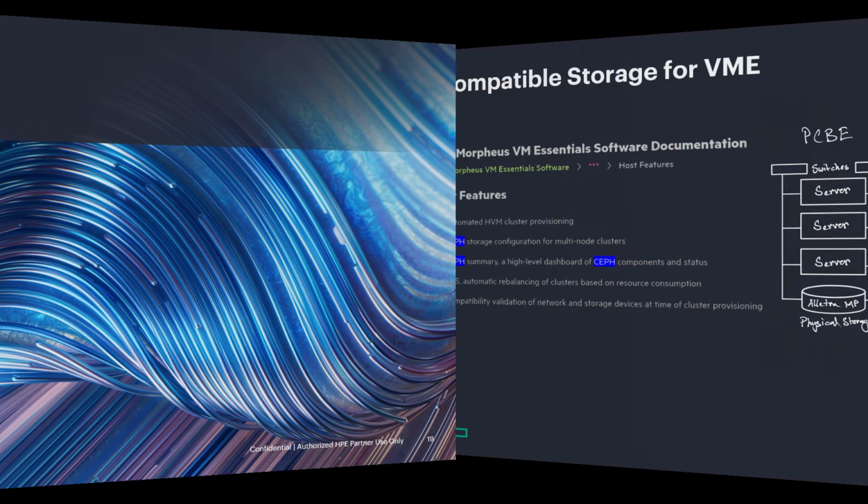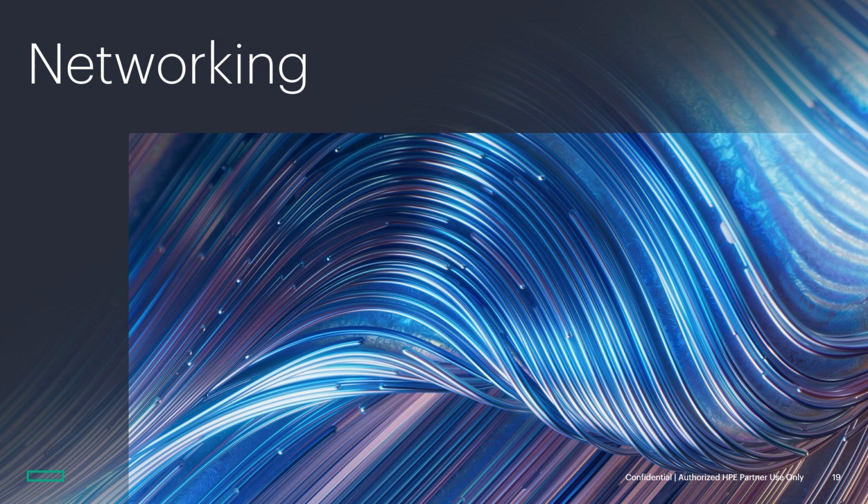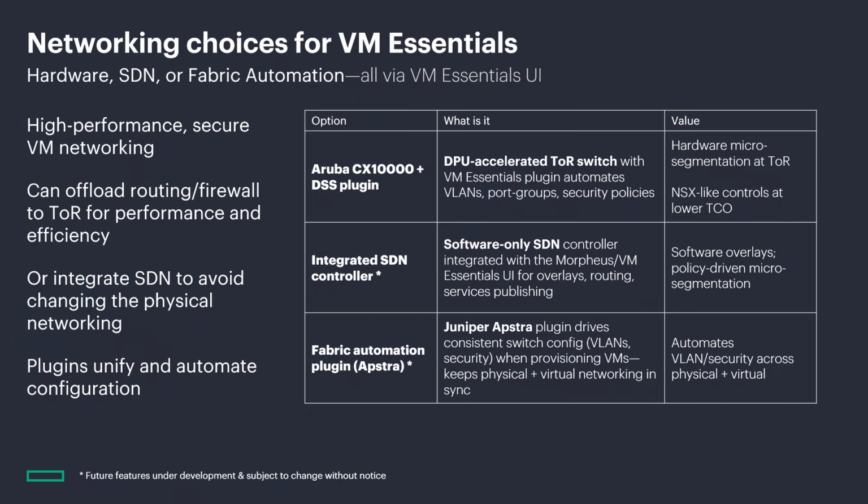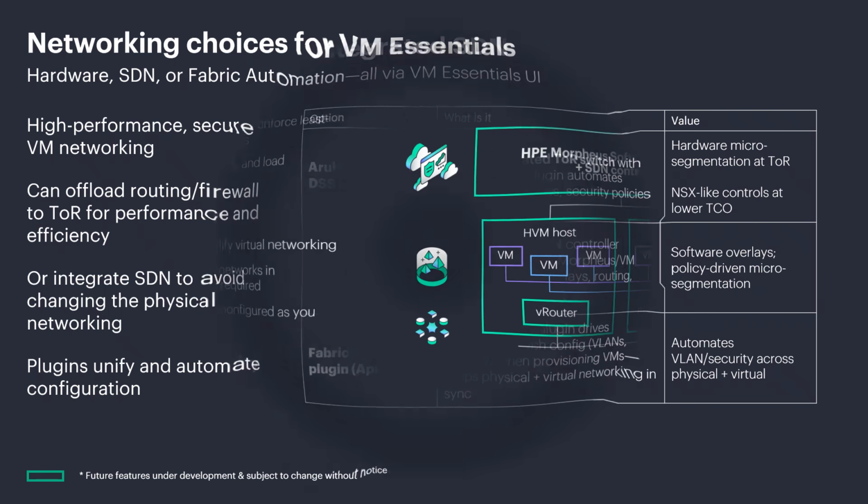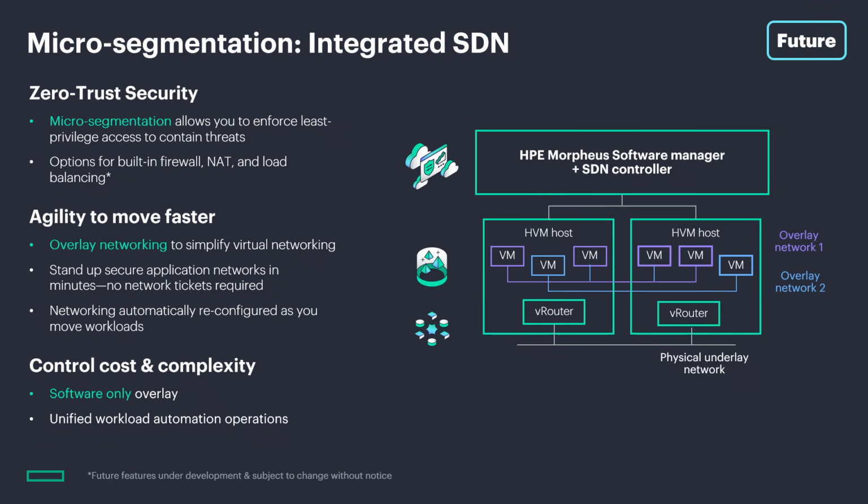And let's talk about networking, because this is where we take a different approach than VMware NSX. While NSX uses a software-defined overlay that can tax your CPU, VME uses a hardware offload model. We integrate with HPE CX 10000 switches. This allows you to enforce security policies and microsegmentation at the network edge, preventing lateral movement without slowing down your hypervisor. With the Aruba Fabric Composer plugin, your VLANs and firewall rules provision automatically as you spin up new VMs.